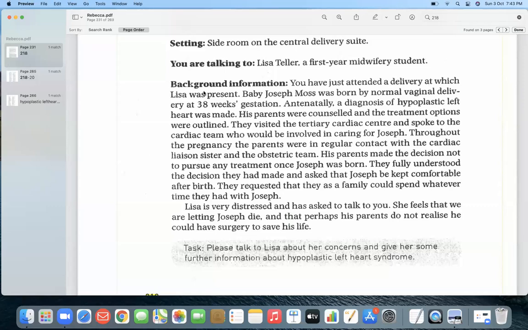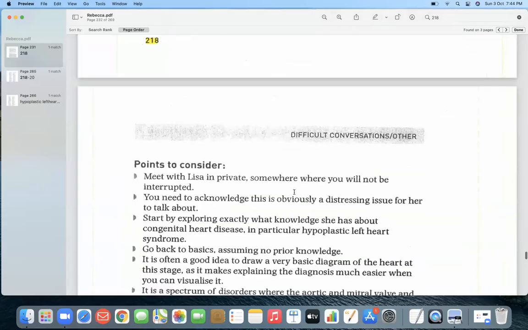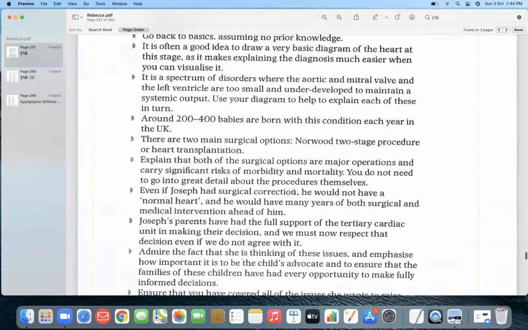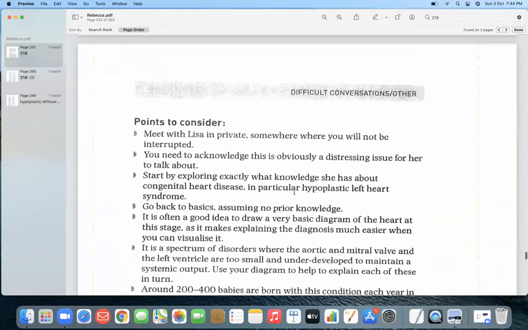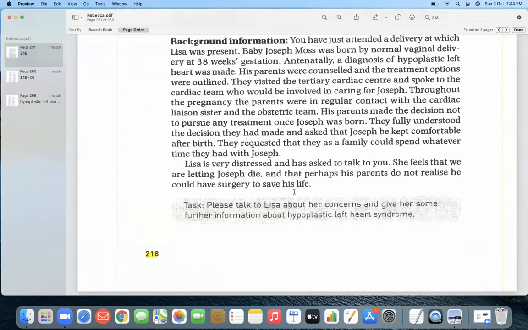we will do the same scenario now. It is 38 weeks. He was born already, by normal vaginal delivery at 38 weeks. And already a decision has been taken not to pursue any treatment once he is born. They fully understood in making the decision. They just want to stay with the child till he is alive. So Dr. Yasser, you are clear about the conversation, right?